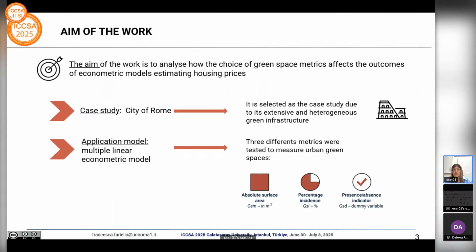The green space variable uses three distinct metrics: the absolute surface area measured in square meters, GSM; the percentage incidence of green space over the total territorial surface of each urban zone, GSI; and the presence or absence of green areas encoded as a binary variable, GSD. By comparing the regression results obtained using each of these metrics, the study assesses which one offers the highest explanatory power and which most effectively captures the real influence of green spaces on housing.